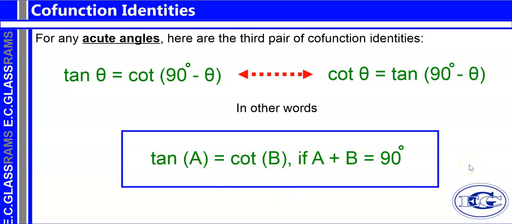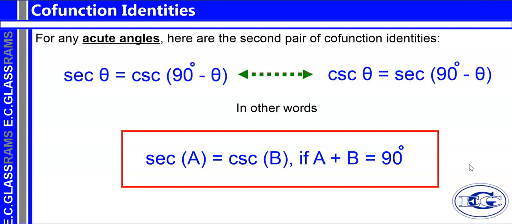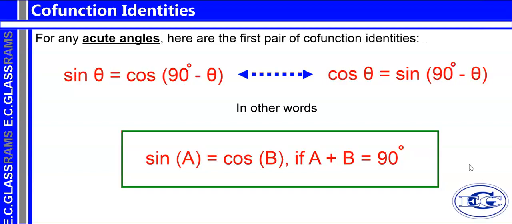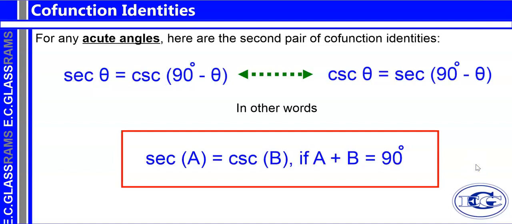So what you really need to remember is that each pair is related to each other as long as you have those two angles equal to 90. So don't go mismatching tangent with cosecant and secant with cosine. These are the pairs that are fixed. Again, don't confuse this with reciprocal identities.